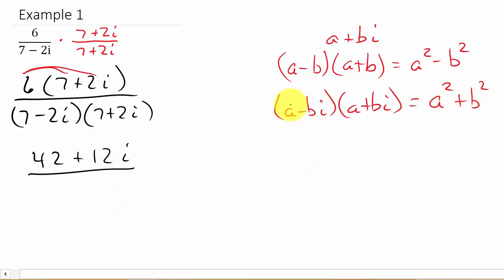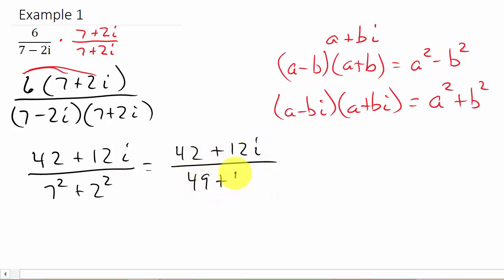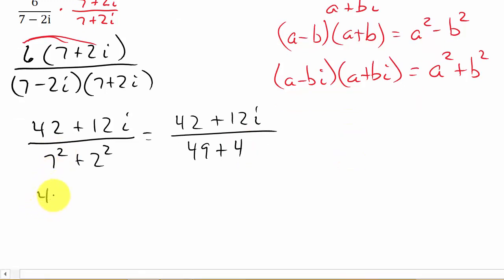So you can see in our problem, see the a's? a is 7, b is 2. So that's 7 squared plus 2 squared. And that's going to be 42 plus 12i over 49 plus 4. So this will give us 42 plus 12i over 53.